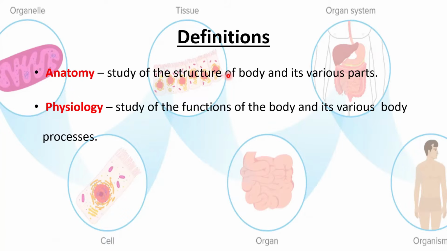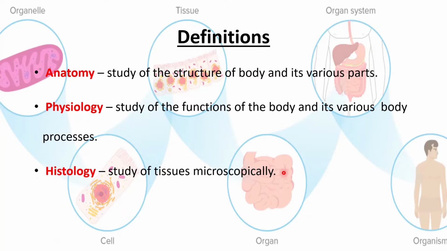And of course, you know physiology. After you've studied anatomy, the structure, you need to study the functions of that body part, of that structure that you've talked about. So the functions of the structure of the body and its various body processes, that's physiology. In a definition of the word physiology, you must have the words functions of the body and its various body processes. Then histology should be a little bit simple because histology is ideally the study of tissues microscopically. That's the reason why in the first slide we saw a microscope there, because that is what histology is all about, studying the tissues microscopically.